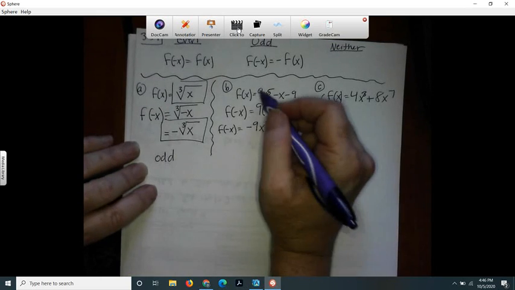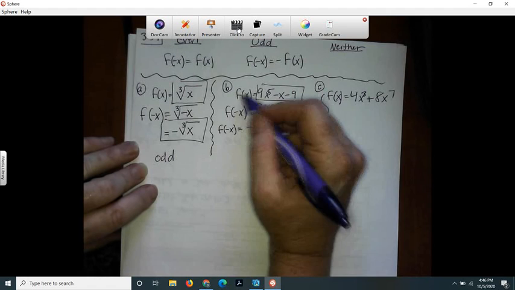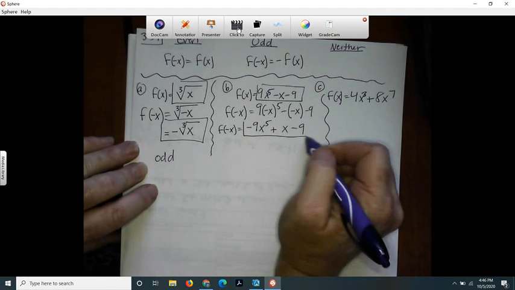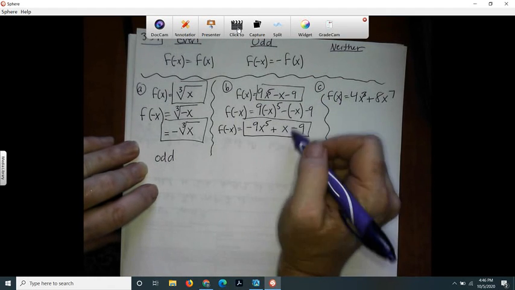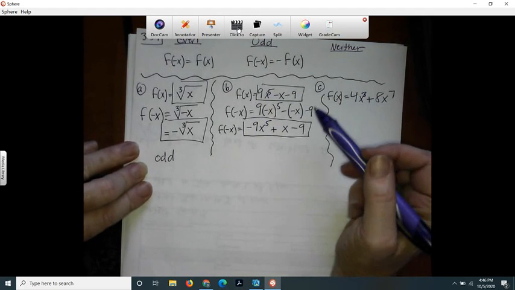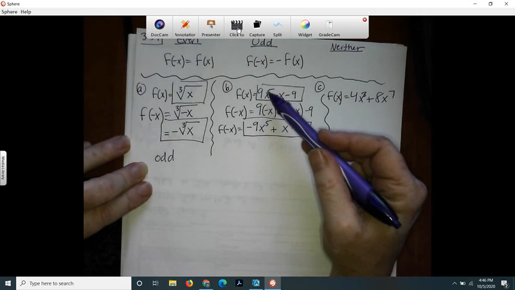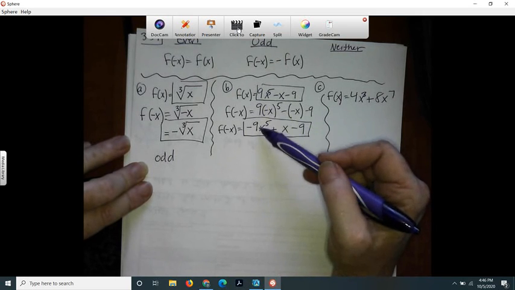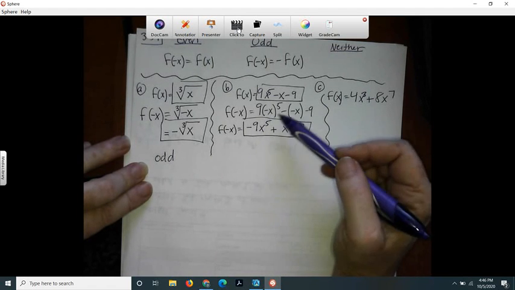So now I'm going to look at the original function, f of x, and f of negative x, and I'm going to compare them. Sorry, that's messy. It's 9x to the fifth, though. So these are exact opposites, like 9x to the fifth and negative 9x to the fifth. So that looks like we could maybe end up with an odd function.